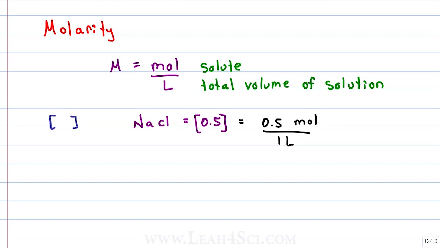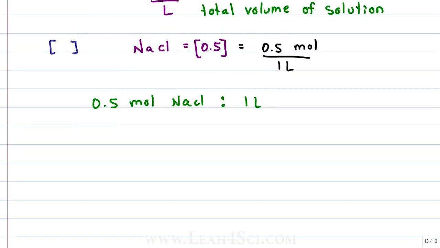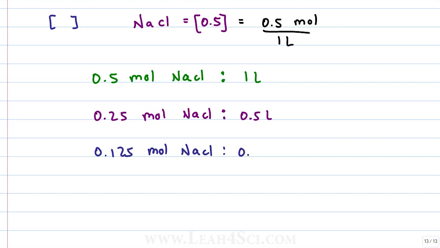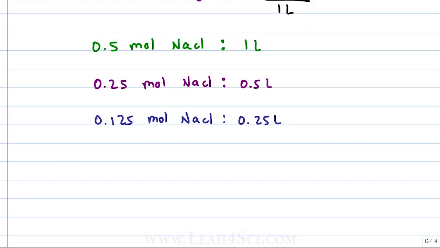Does this mean the solution has to be exactly 1 liter? No. This is simply a ratio telling us that for every 0.5 moles of NaCl, we have a total of 1 liter of solution. If we cut it in half so that we have 0.25 moles of NaCl, the entire ratio has to be halved, giving us 0.5 liters of solution. If we cut this in half for 0.125 moles of NaCl, the volume also drops to 0.25 liters, and so on. Let's prove this mathematically to find the molarity of a solution that's created by dissolving 0.125 moles of NaCl in 0.25 liters of solution.